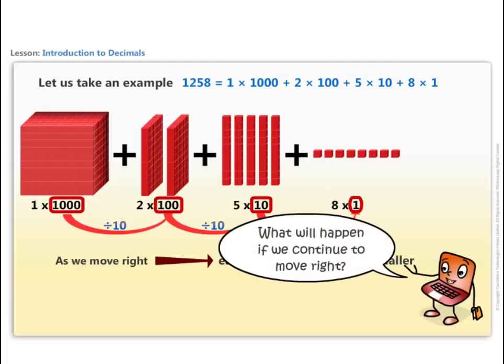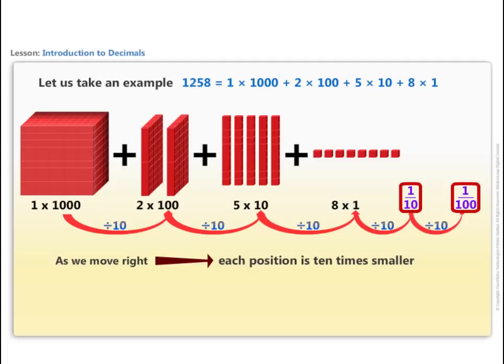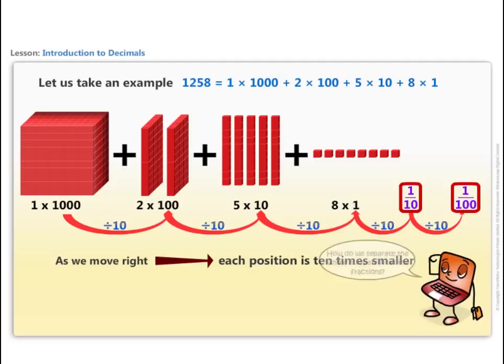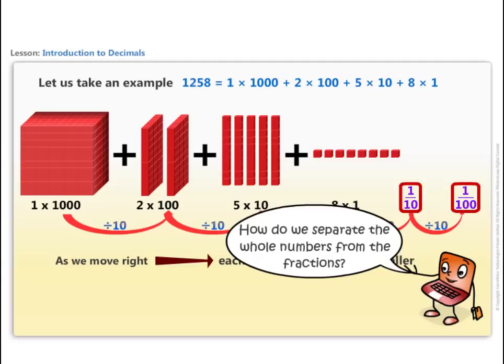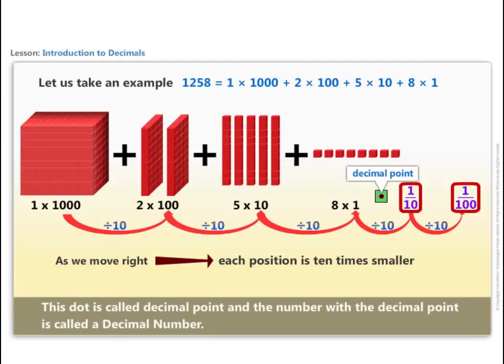What will happen if we continue to move right? If we continue to divide further by 10, we get fractions 1 by 10, 1 by 100, etc. How do we separate the whole numbers from the fractions? We need to use a dot to know where the unit position is. This dot is called a decimal point, and the number with the decimal point is called a decimal number.